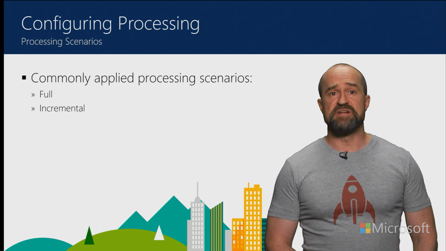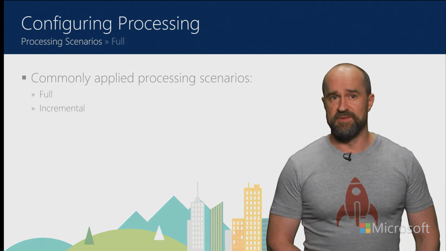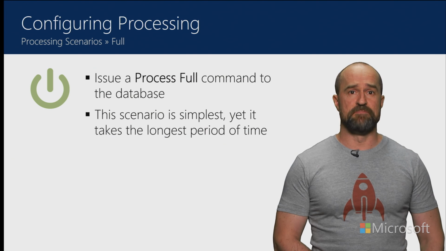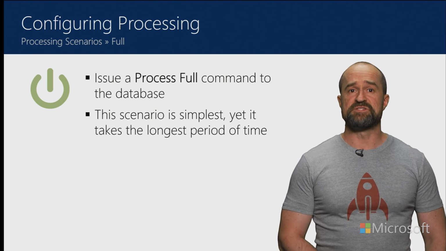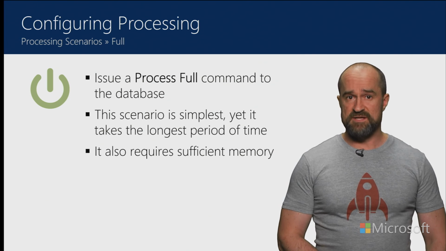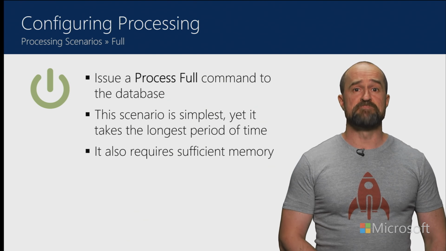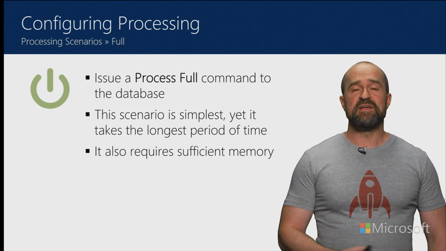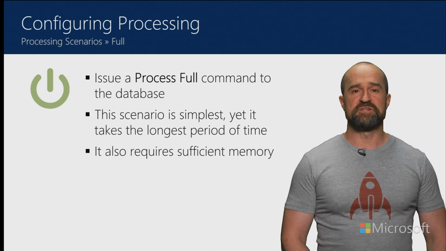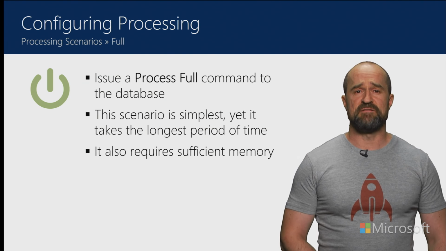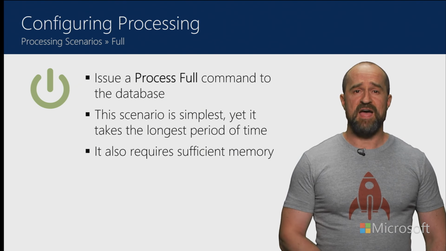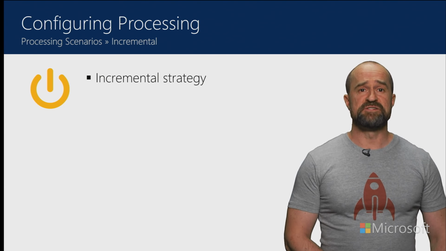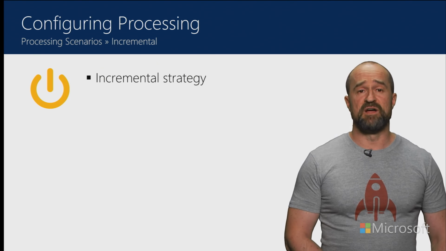Commonly applied processing scenarios, let's take a look at full and incremental. Issue a process full command to achieve a full processing of a database. This scenario is by far the simplest, yet it takes the longest period of time. And as I've described, it may require that you have sufficient memory for both the current model and the model that is being processed. Rather than get involved in complex scenarios of how to process, if I realize on the server that I have the time and the resources, I'm happy to do a full process. Yet in larger models, this may not be practical for reasons of time or user requirements or available resources.